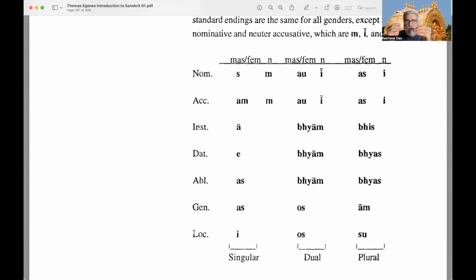Just learn a different paradigm or an example word for each type of noun ending, specifically the A-ending masculines, the A-ending neuters, and the long A-ending feminines, which is what we're going to learn now.